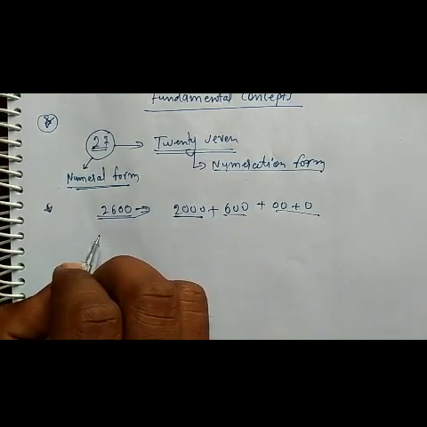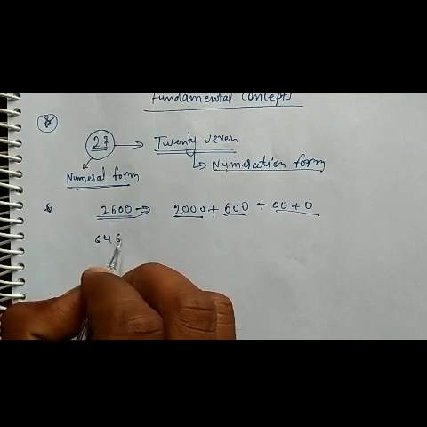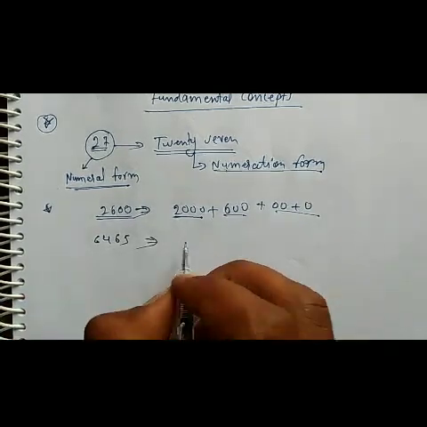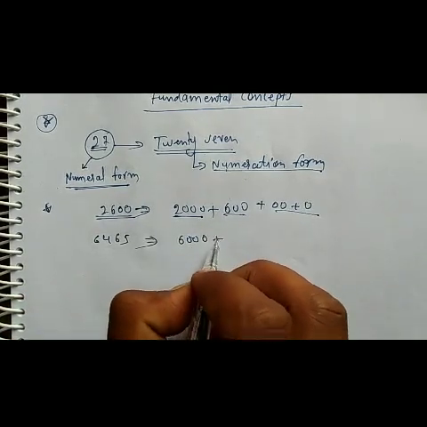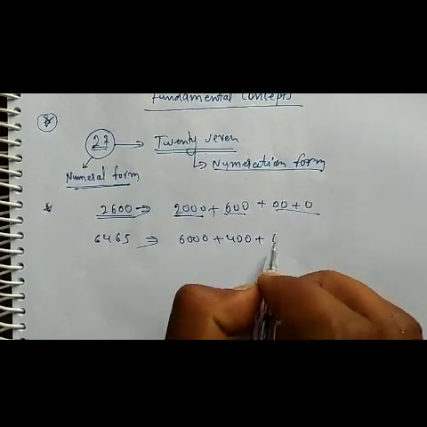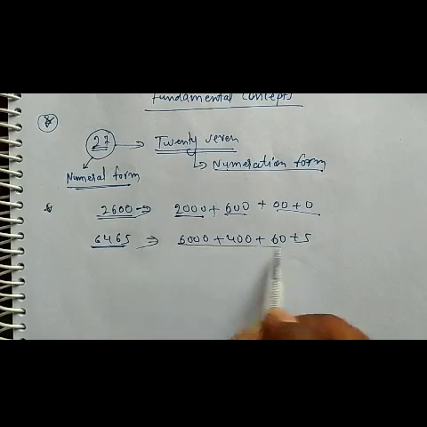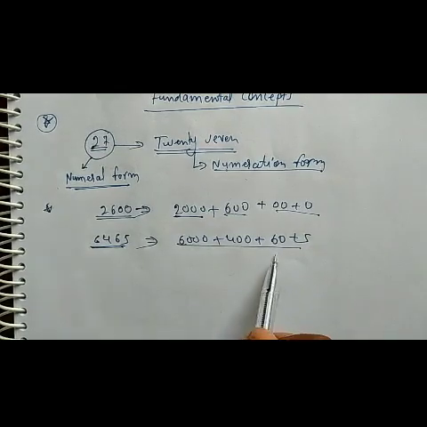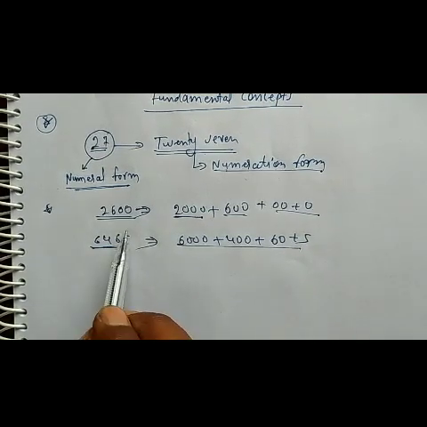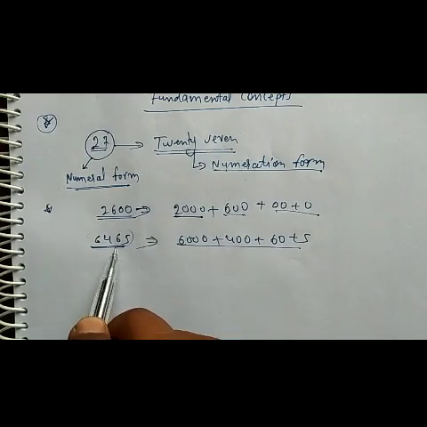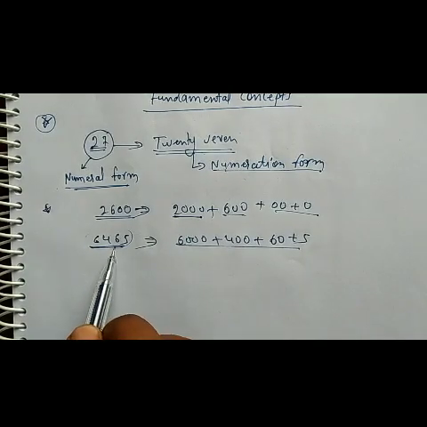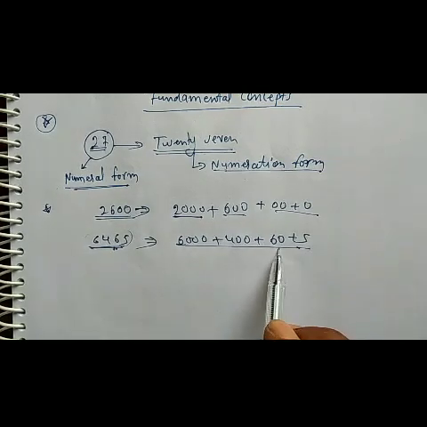Take another example, 6465. So this is the short form and this is the expanded form. When we write any number in numeral form or short form, that is called the short form of the number, and this is the expanded form of the number.